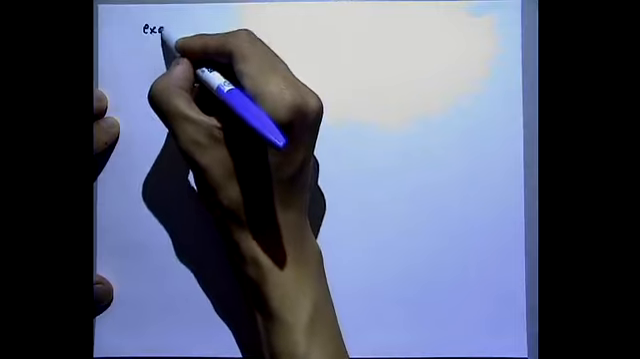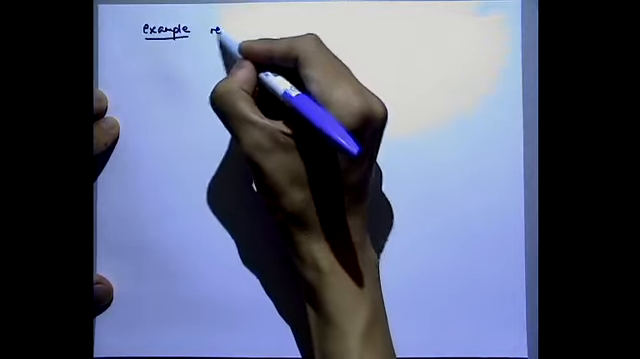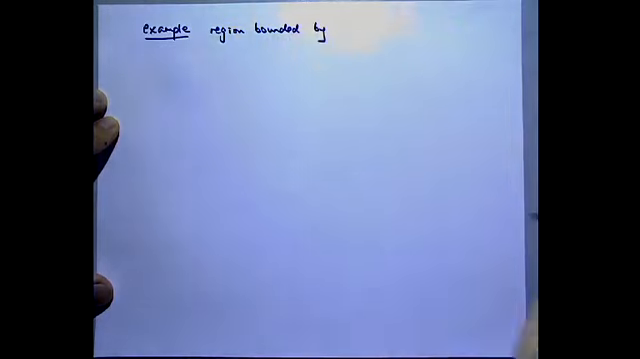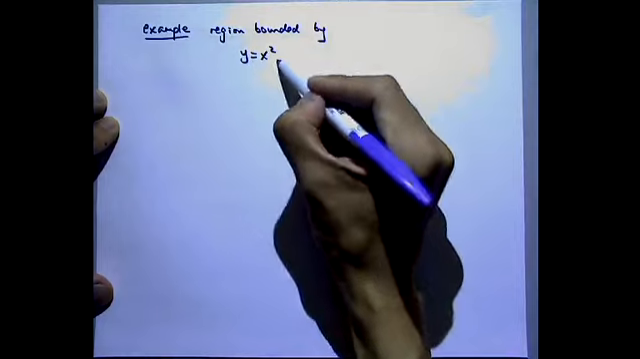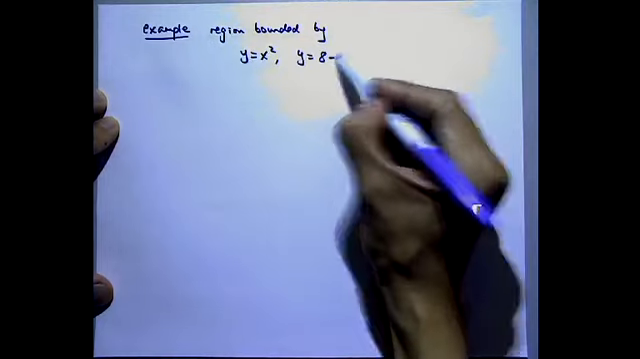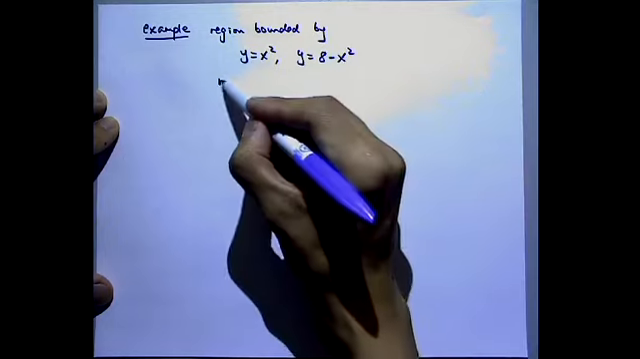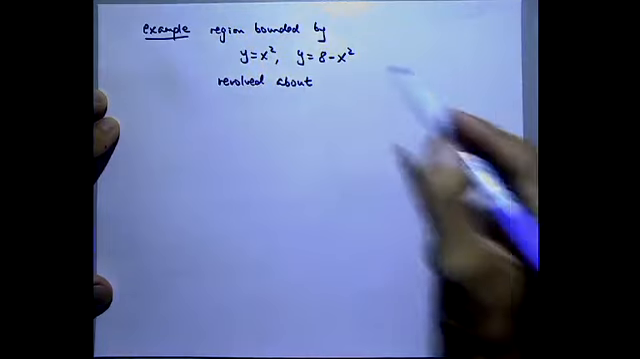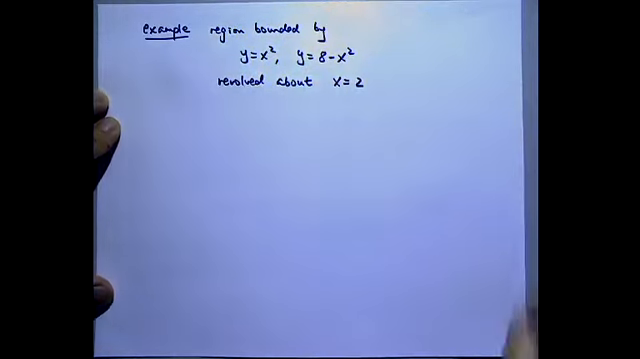Okay, I got one more example. This time we're going to rotate this shape not about the x or y axis, but about some arbitrary line, vertical or horizontal, that we want. So we probably only have time to set this up. Region is bounded by y is equal to x squared. Y is 8 minus x squared. And we're revolving this to go about x is equal to 2.